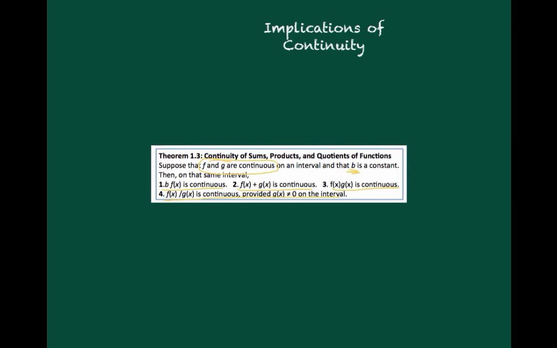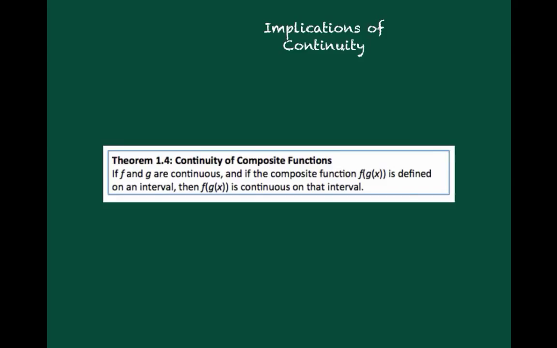What happens when we make a composite function? If f and g are once again continuous functions, then the composite function, f of g of x, is also a continuous function on that interval. So, as long as the 2 functions are continuous, we can multiply them, add them, subtract them, divide them, and composite them, and you'll have a continuous function.